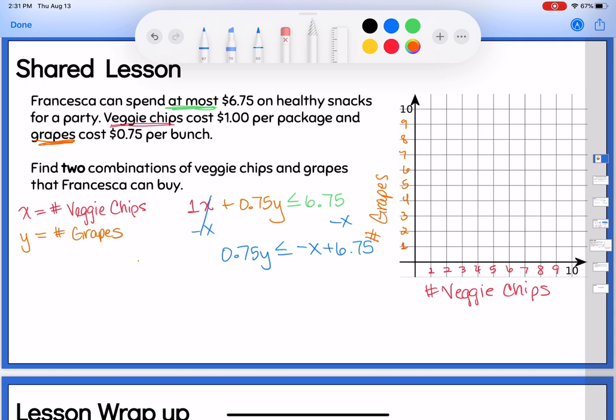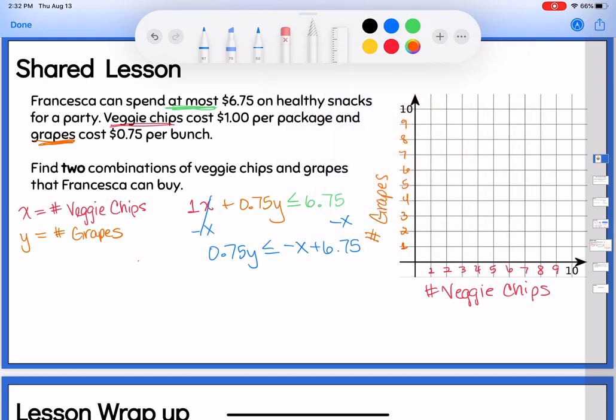Ooh, I cut it a little close there. Maybe I'll move this guy over. Technology. Okay, good enough. All right. Oh boy.